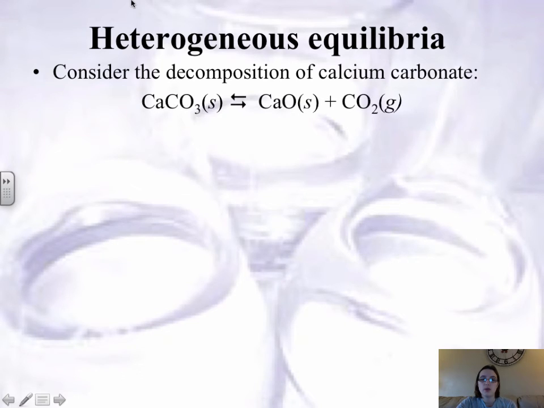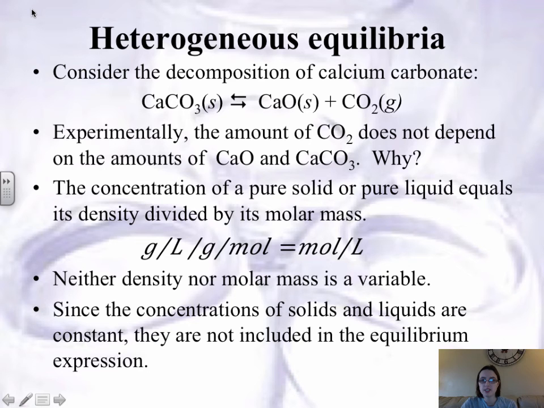Okay, so with heterogeneous equilibria, this is just going over what I just talked about with solids. If we talk about the decomposition of calcium carbonate, notice we have solid, solid, and gas. So experimentally, the amount of CO2 doesn't depend on calcium carbonate or calcium oxide. The reason that it doesn't depend on the amounts is because they're both solids. So when we add a solid to something, that's not affecting concentration, and it's not affecting pressure. In order to affect concentration, we'd have to add a solid to an aqueous solution.